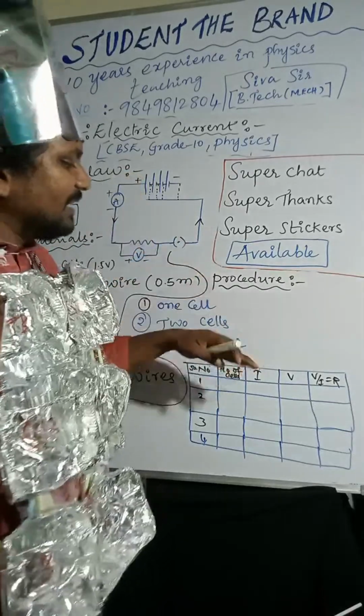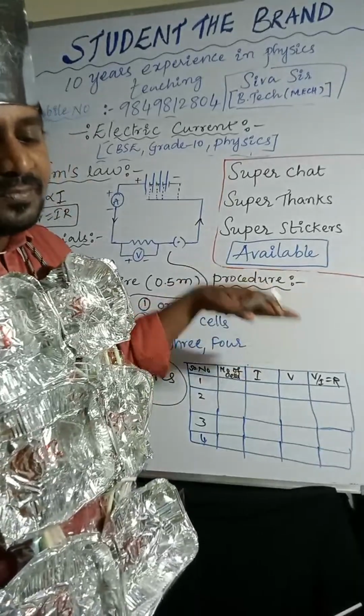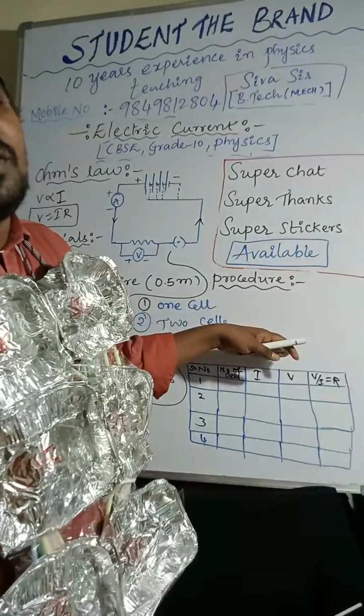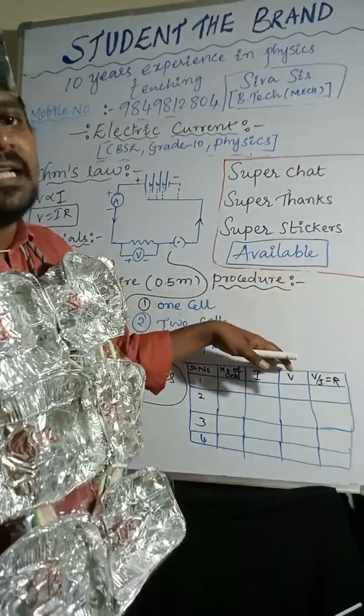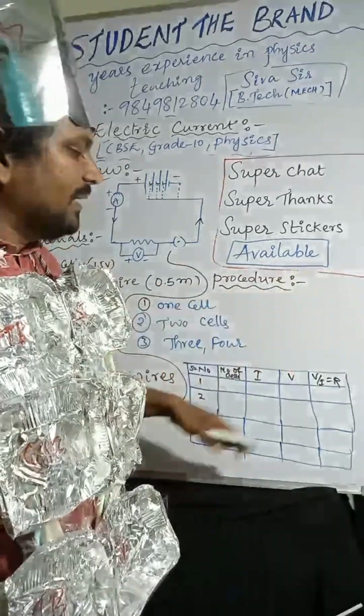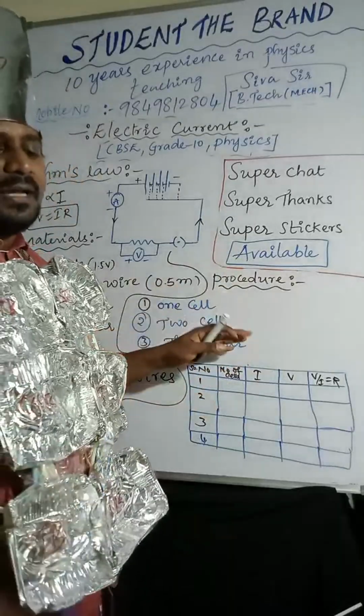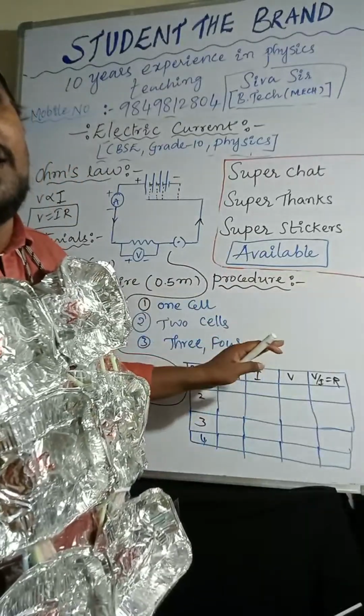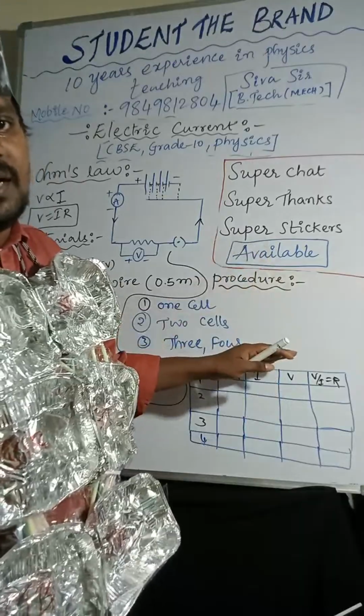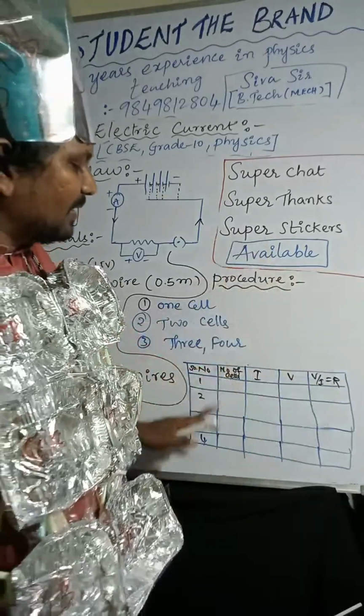Mention it in the tabular form given below. You can check the table. There is no need to mention any values in the tabular form. Just draw the empty table like that.